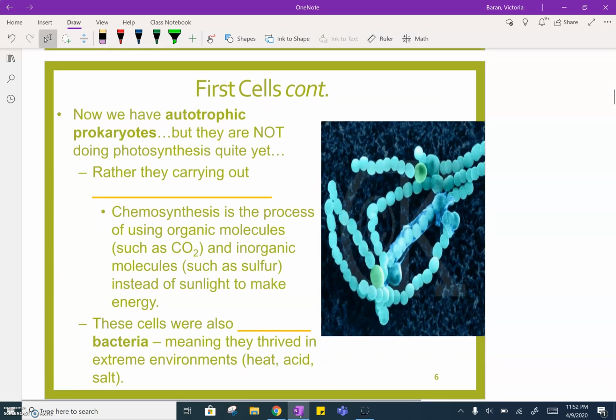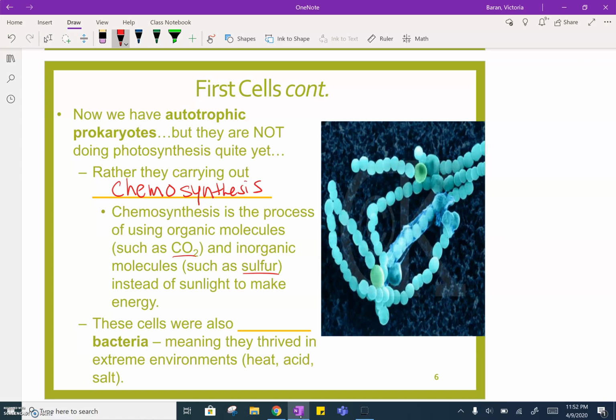So if these are not plants that are autotrophic, well, what are they doing to make their own food? So these autotrophic prokaryotes are not doing photosynthesis quite yet. We will get to that eventually. Rather, they're carrying out a process called chemosynthesis. And this is a process of using organic molecules such as carbon dioxide and inorganic molecules such as sulfur instead of sunlight to make their own food and energy.